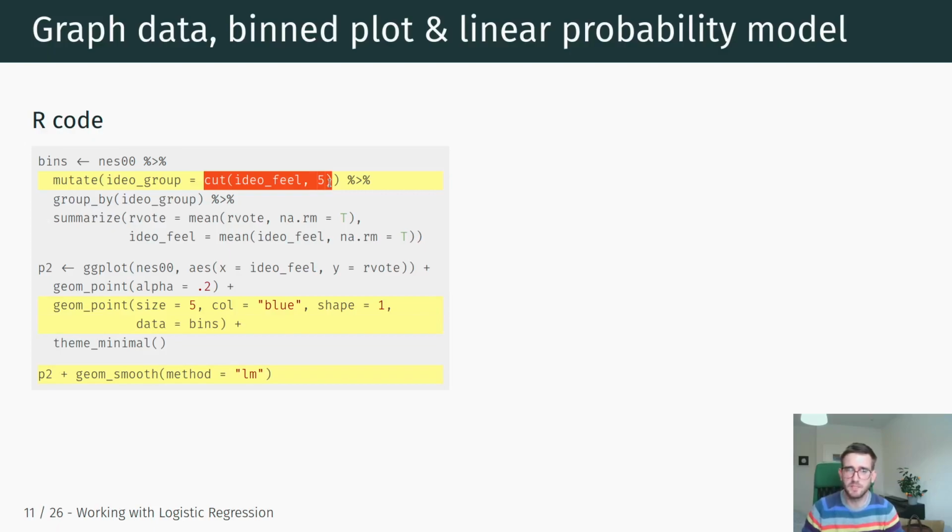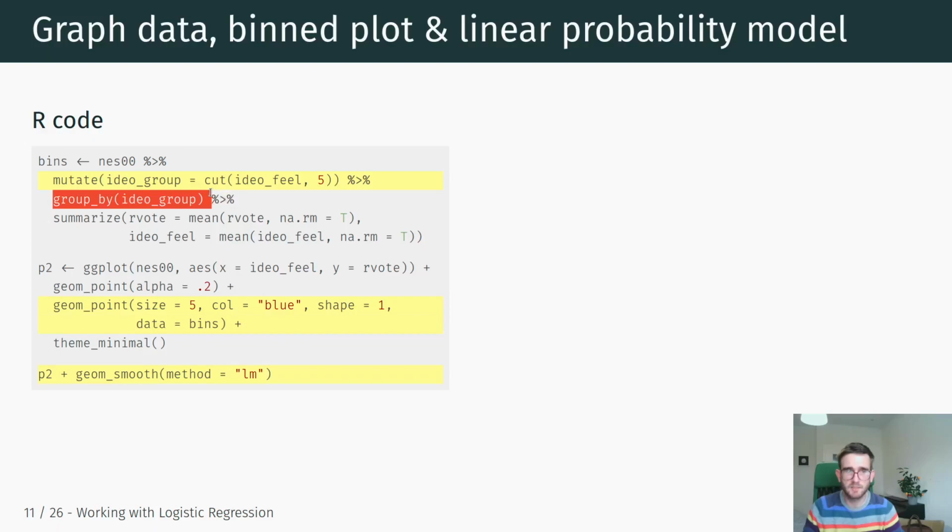That means the original variable ranges from 0 to 100, so it will assign all observations that have values from 0 to 20 to group 1, then 20 to 40 to group 2, 40 to 60 to group 3, and so on. After we do this, we can then group that variable. We create a new variable that is an ID for each of those groups, depending on the underlying feeling thermometer.